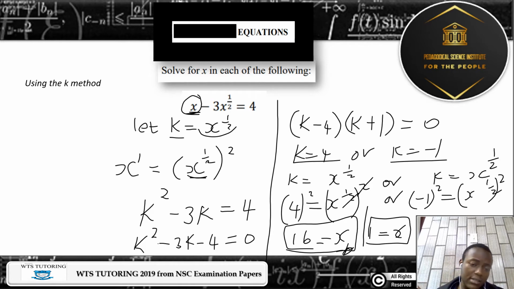Let me just repeat this, right? How do I know I have to use the K method? Check the exponents, right? I have x exponent 1. In the other term, I have x exponent 1 over 2. So now, my exponents are not the same. You have to think of the K method. Let K be equal to that unknown in the middle term, right? Then you just use your math, you solve, then x is equal to 16, another x is equal to 1. Okay.